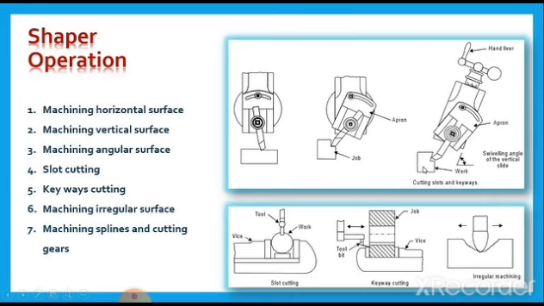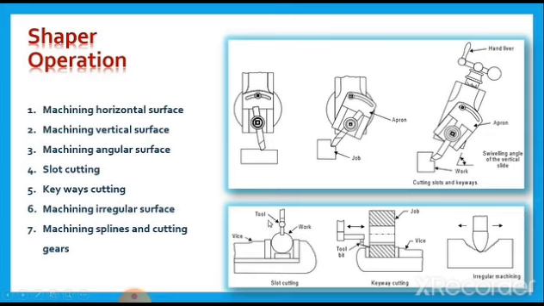And machining angular surface. So here you can see the workpiece is slanted at some angle, so that your tool post is moved at some angle, so that your cutting will take place according to the angle between these two, horizontal and your inclined plane. Then slot cutting. So this is the slot cutting operation. You can see over here.